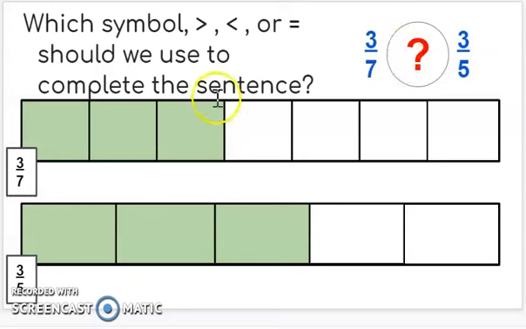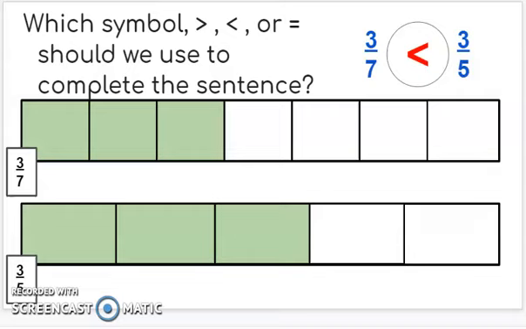Would it make sense to say 3 sevenths is greater than 3 fifths? Well, I'm looking with my eyes, and this looks like a less amount of space taken up, so I think it is not greater. So would it make sense to say 3 sevenths is less than 3 fifths? I think that could be it. Do we think that these could be equal? No, I don't. Hopefully you think the answer is 3 sevenths is less than 3 fifths.